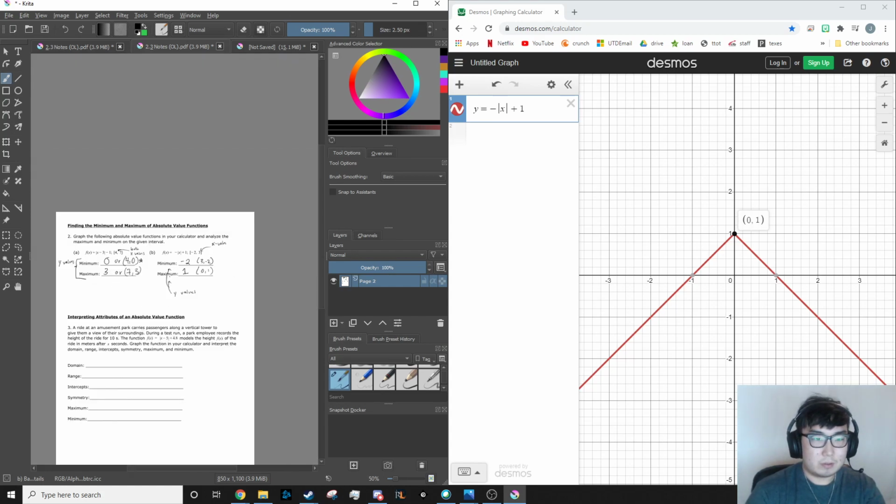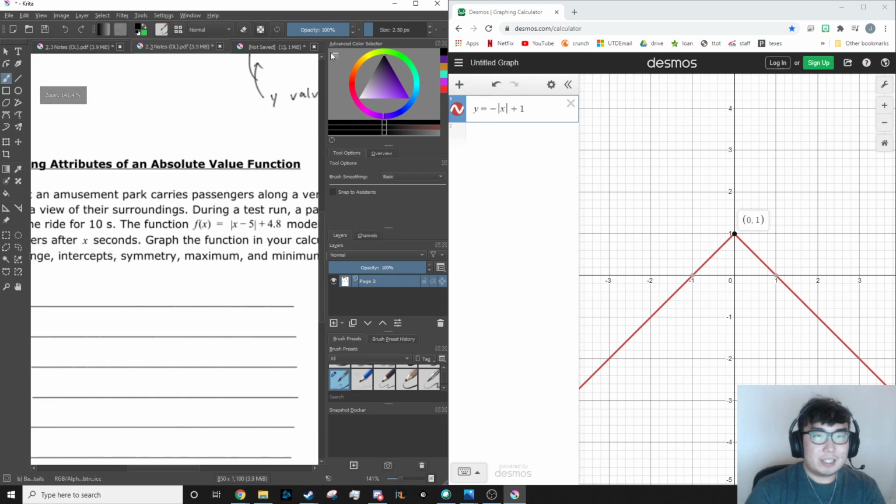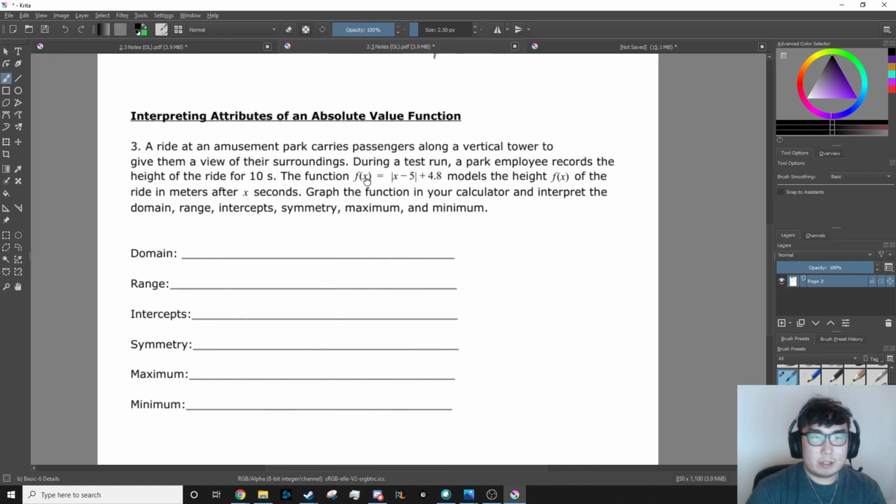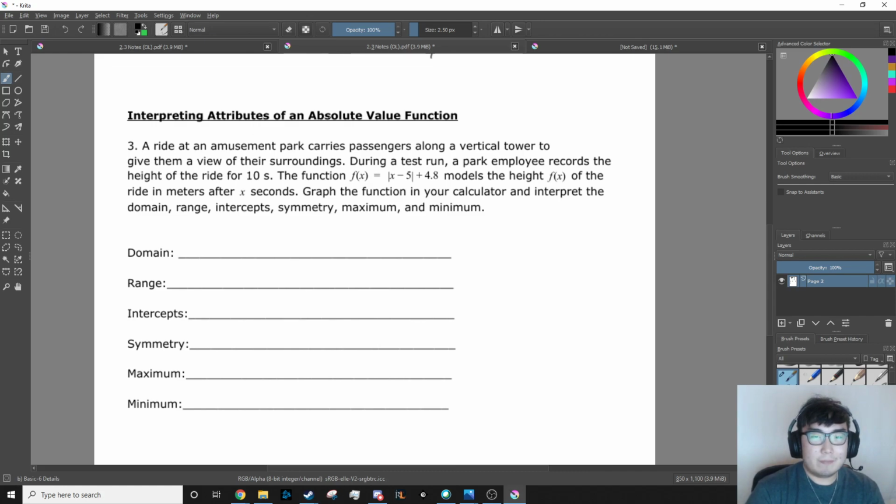Nice. Pretty simple. The last thing for today, we're going to be talking about interpreting attributes of an absolute value function in a word problem. This is a real world situation. A ride at an amusement park carries passengers along the vertical tower to give them a view of their surroundings. During the test run, a park employee records the height of the ride for 10 seconds. The function f of x is equal to absolute value of x minus 5 plus 4.8 models the height.